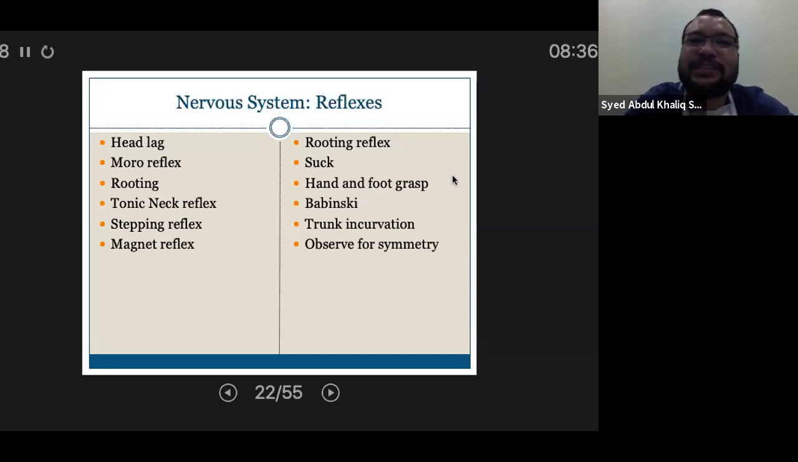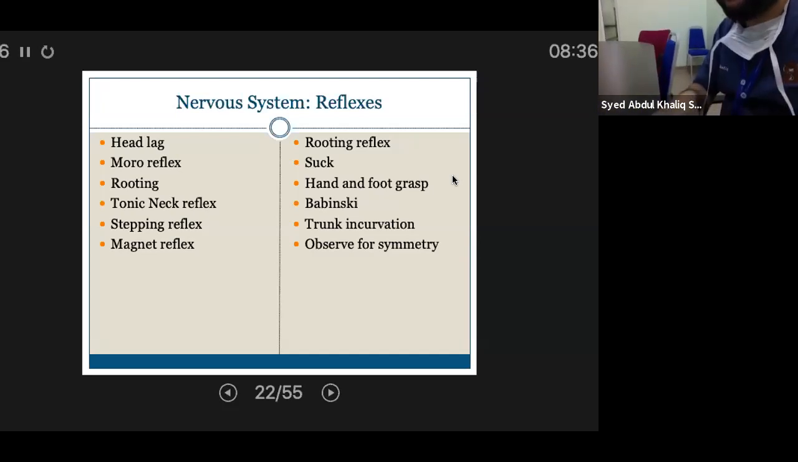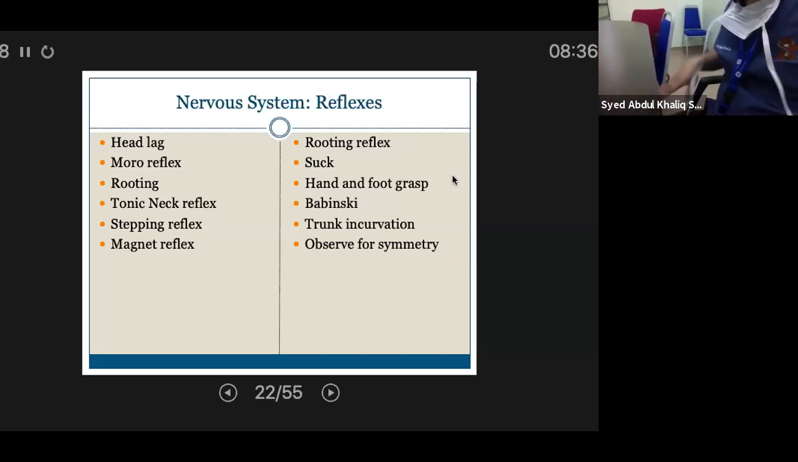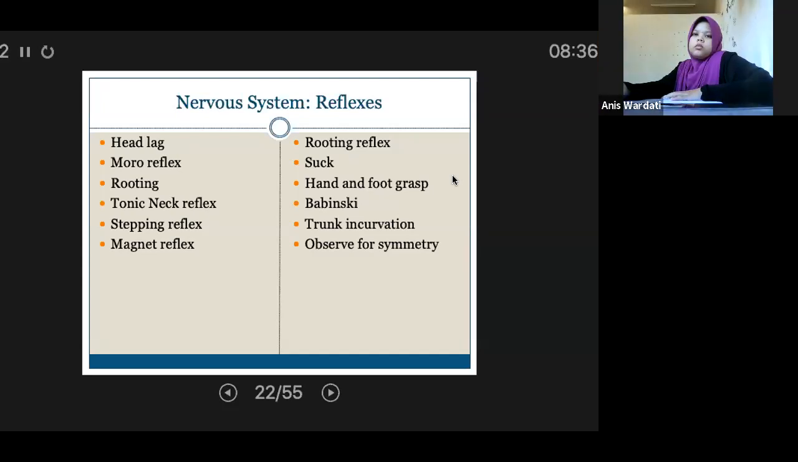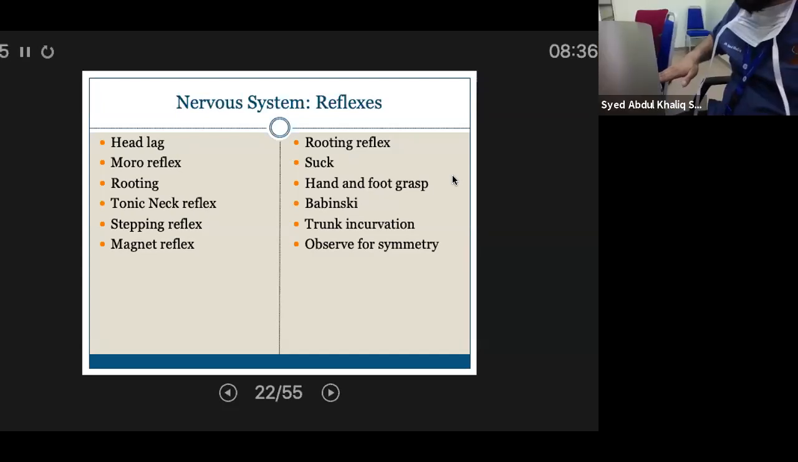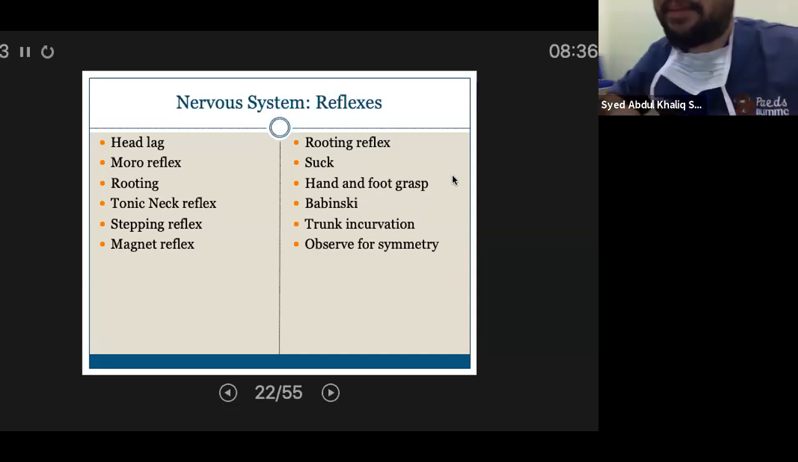Stepping reflex. What is stepping reflex? Stepping reflex ni, contoh ni, can you see me? You nampak tak? Contoh ni kaki baby kan. Kalau you letak below the surface, you letak macam ni, dia akan step. You letak kaki dia, ni kaki dia, you letak bawah ni, dia akan step atas. So that is stepping reflex.